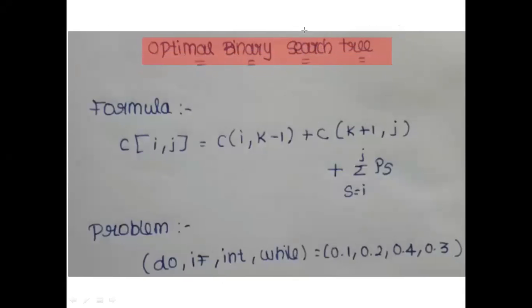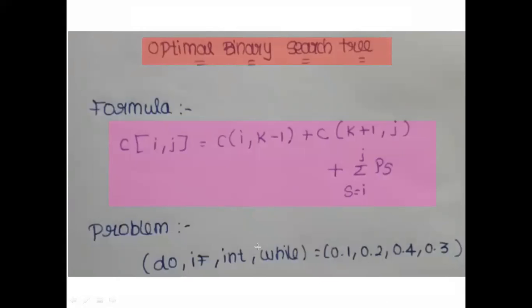So it has a formula. Please, this is the formula; all of you remember this formula. C of i comma j equals C of i comma k minus 1 plus C of k plus 1 comma j plus the sum of probabilities Ps from s equals i to j. Ps is the probability. Please remember this formula. We are using this formula to solve this and construct the optimal binary search tree.